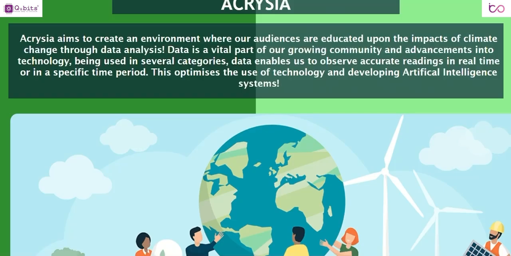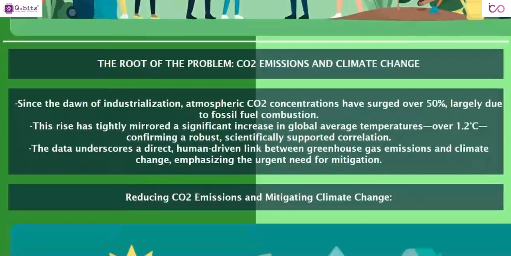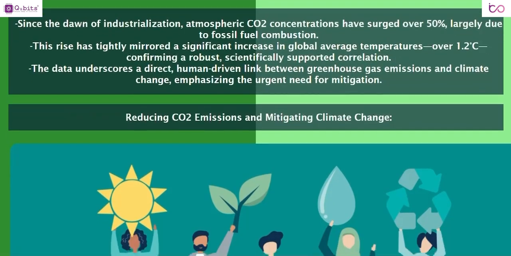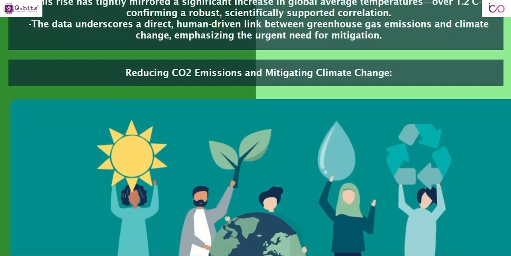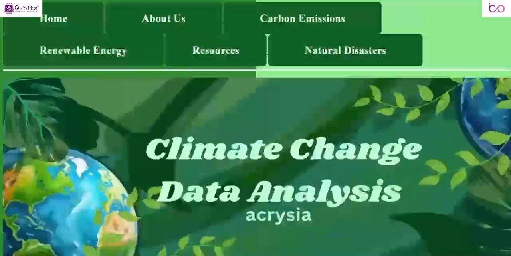Data is a vital part of our growing community and advancements into technology, being used in several categories. Data enables us to observe accurate readings in real time or in a specific time period. This optimizes the use of technology and developing artificial intelligence systems. Our site brings together data, graphs, and real-world statistics. People can see the truth of the impact that climate change has brought to our world. Climate change is nothing to be taken lightly, no matter how big or small.